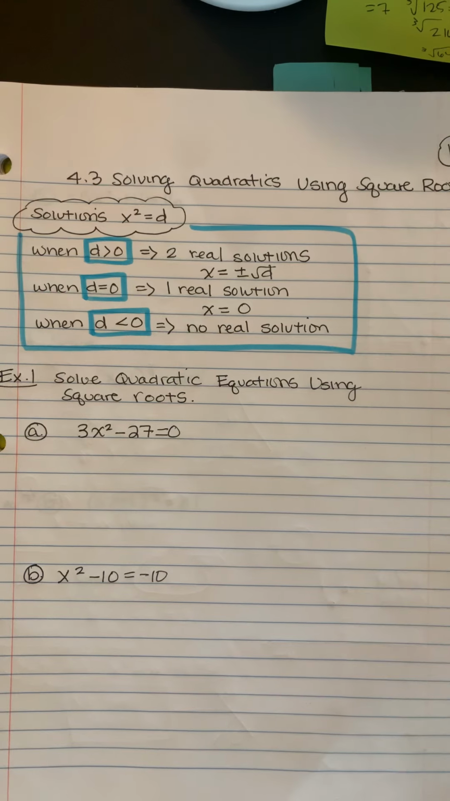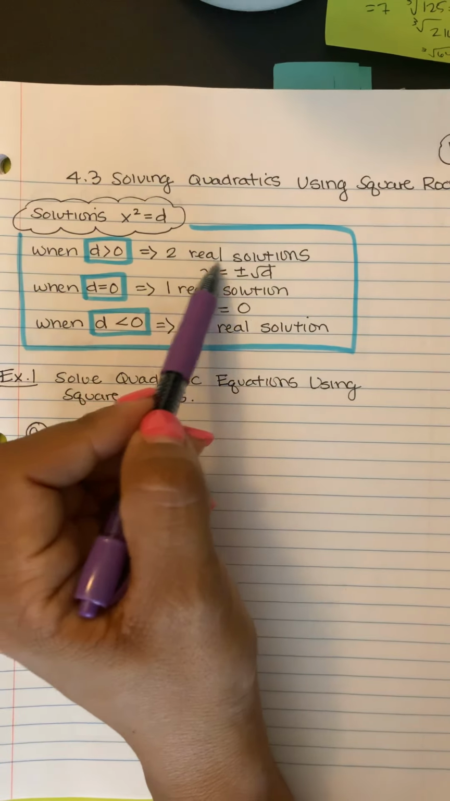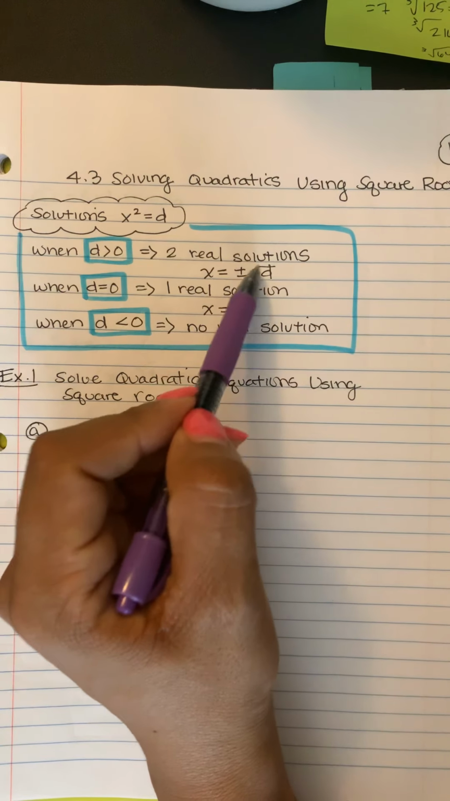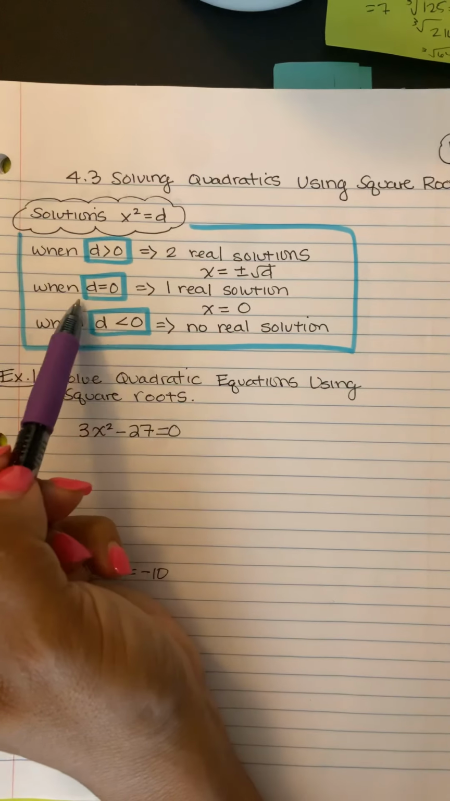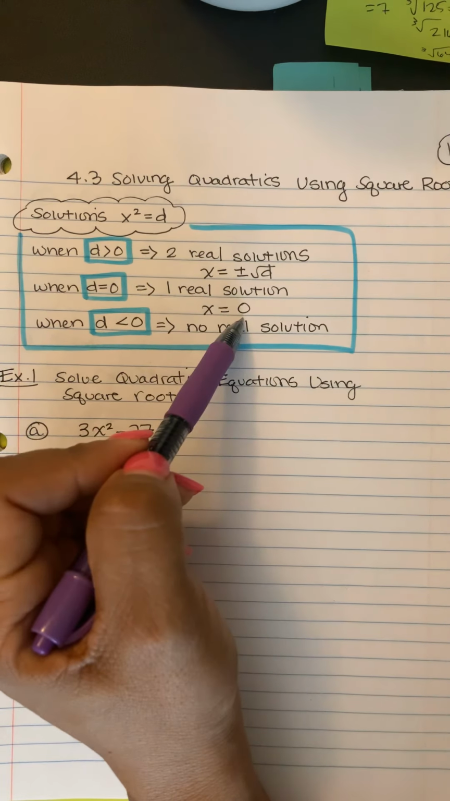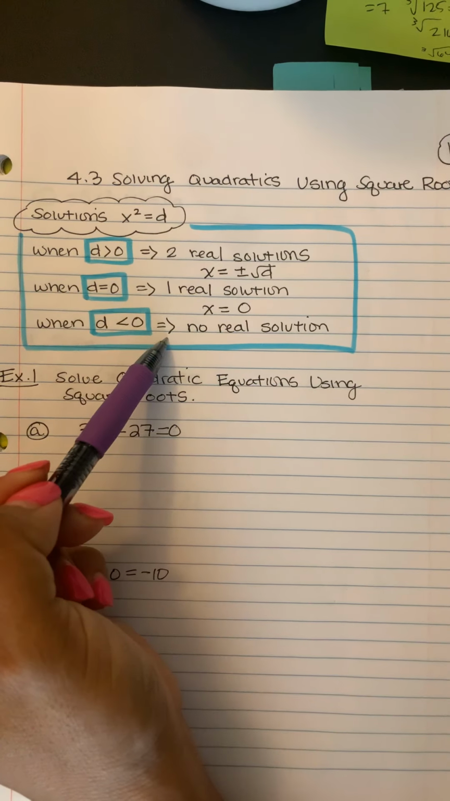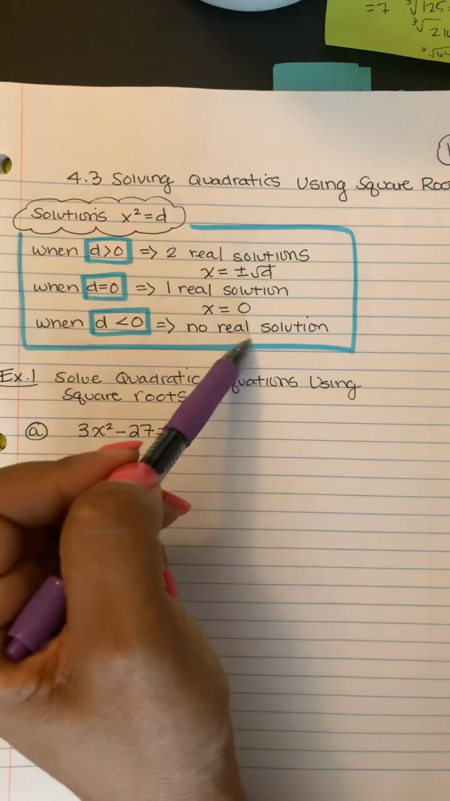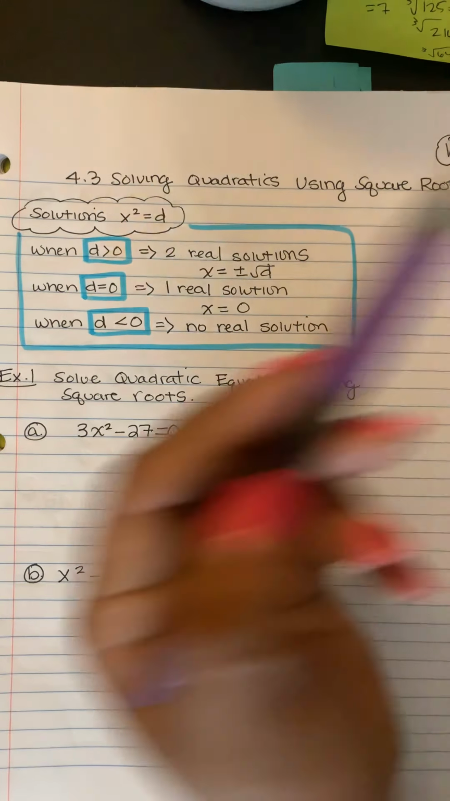So if that answer is greater than 0, then we're going to have two real solutions. We're going to have a plus or minus square root of that number. It could be a perfect square or it could not be one. When d is equal to 0, we only have one real solution, x is equal to 0. This is kind of like a guideline. When d is less than 0, we have what we call no real solutions, okay? And so, again, we're using square roots. We're solving by square roots.